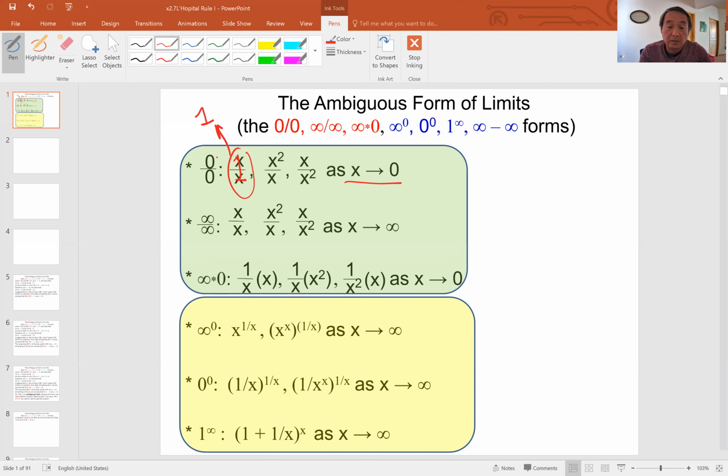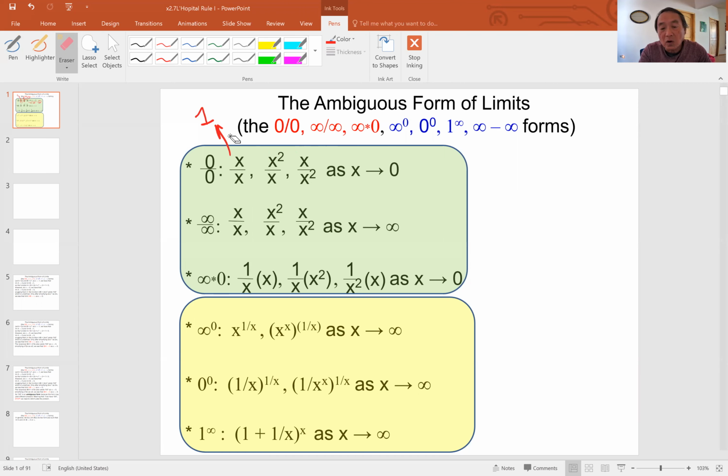X squared over x is 0 over 0 if I plug it in, right? But you say, well, of course, I should cancel the x, and that's actually equal to x. So this one goes to 0, because it's basically just x. Then the other one goes to infinity, because this is basically 1 divided by x.